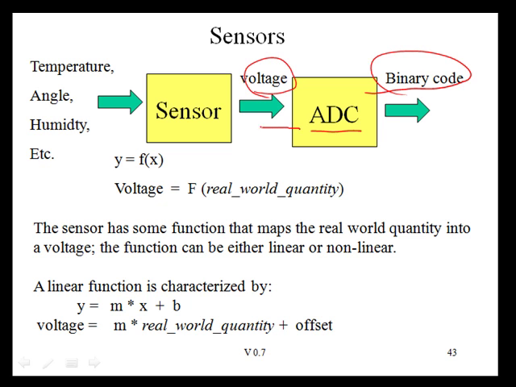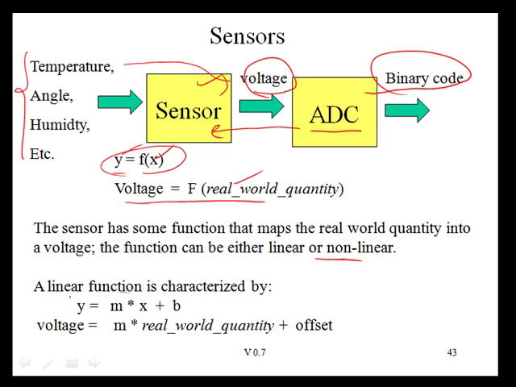In practice, you're generally going to use that ADC with a sensor that's going to take some real-world quantity and map that real-world quantity into a voltage. So we'd say y is equal to f of x, where x is the real-world quantity and y is the voltage. The function that's going to map the real-world quantity to voltage can either be linear or nonlinear. A linear function is characterized by this well-known equation, y is equal to m times x plus b, where m is the slope of the line and b is the y-intercept. Or in terms of these quantities up here, voltage will equal the slope of the line times the real-world quantity plus some offset.